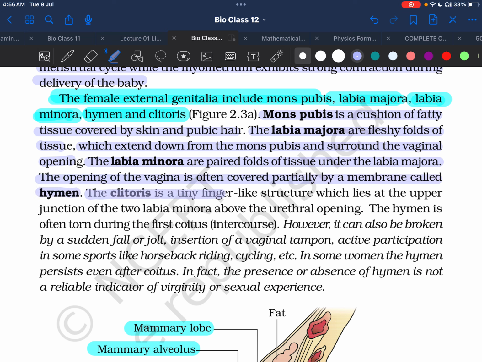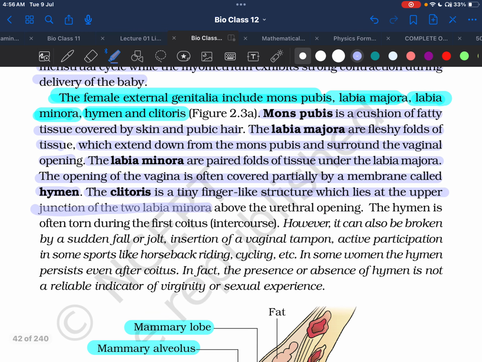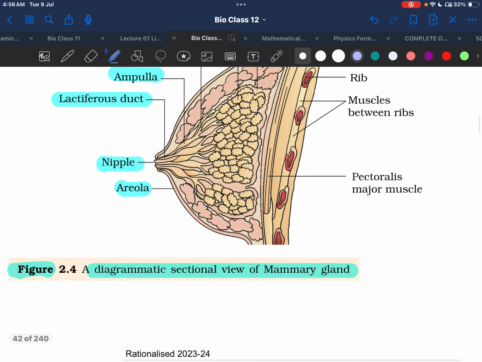The clitoris is a tiny finger-like structure which lies at the upper junction of the two labia minora above the urethral opening. The hymen is often torn during the first coitus (intercourse). However, it can also be broken by a sudden fall or jolt, insertion of a vaginal tampon, or active participation in some sports like horseback riding, cycling, etc. In some women, the hymen persists even after coitus. In fact, the presence or absence of the hymen is not a reliable indicator of virginity or sexual experience.